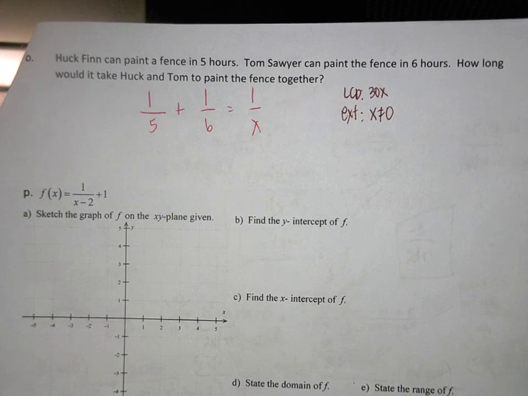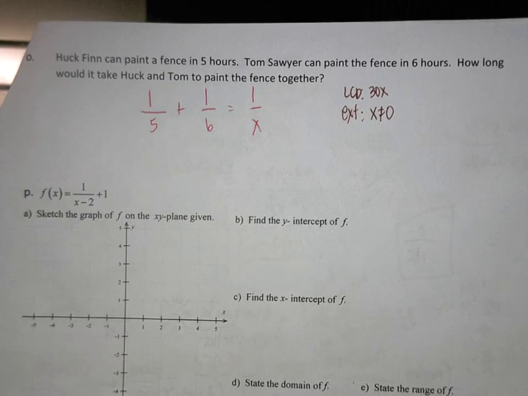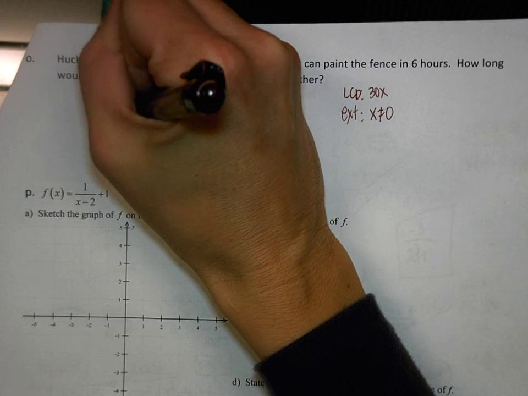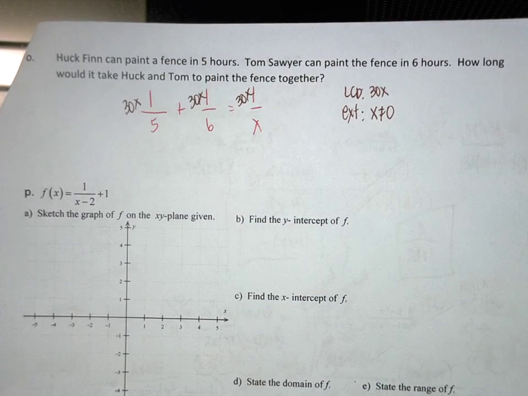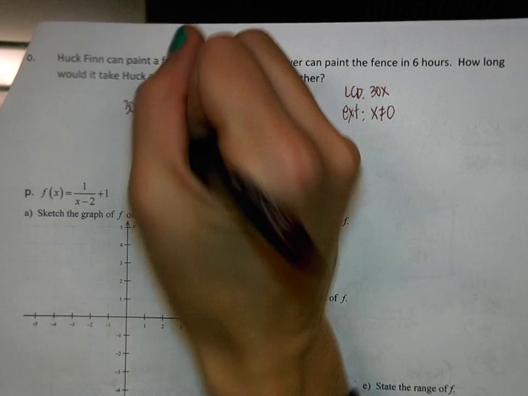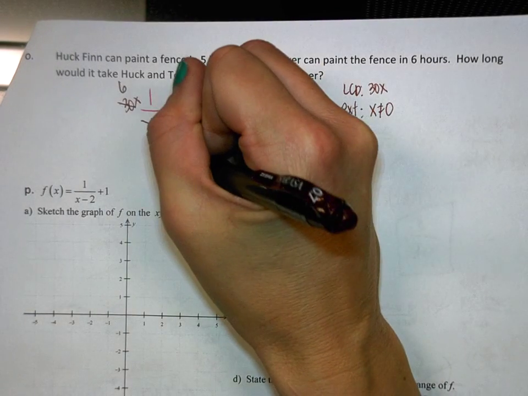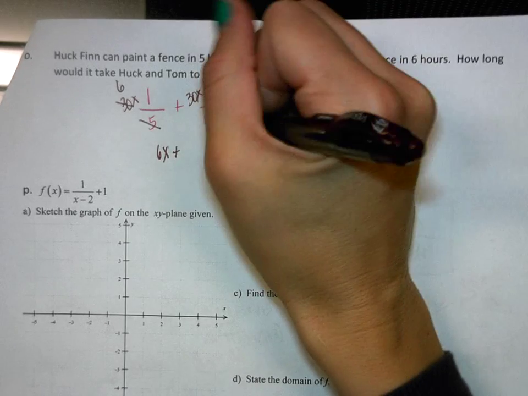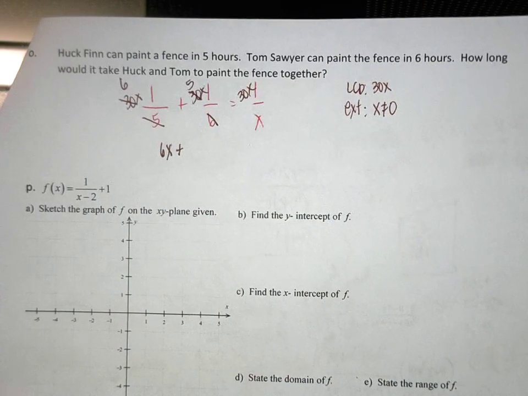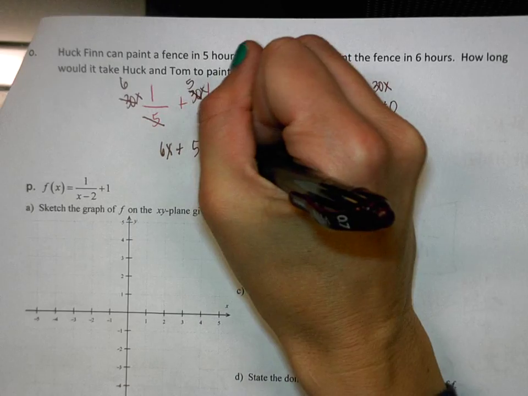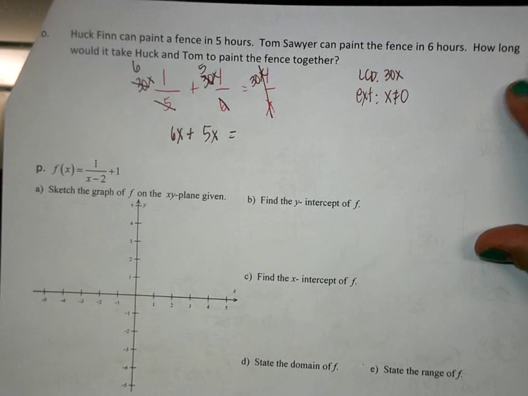Okay, and obviously it's not going to take them 0 hours, right? Or minutes, or whatever it is. Okay, so we're going to multiply every term by 30x. On the first one, 5 goes into 30 how many times? 6. So 6x times 1 is 6x. Plus, the next one, the 6 cancels with 30 and becomes 5x. And 5x times 1 is 5x. And the last one, the x's cancel, and you just have 30 times 1, which is 30.